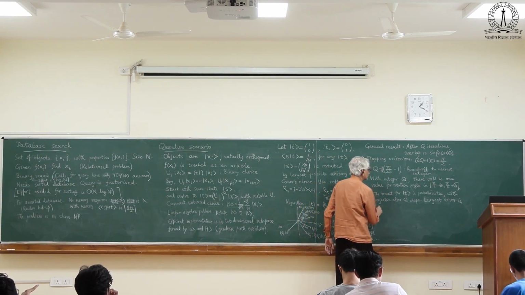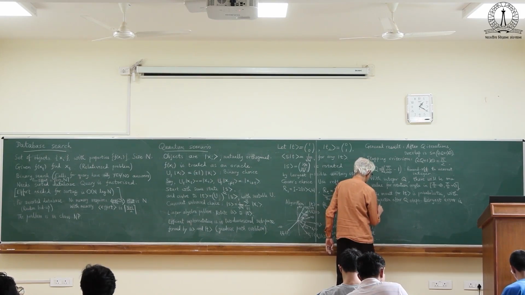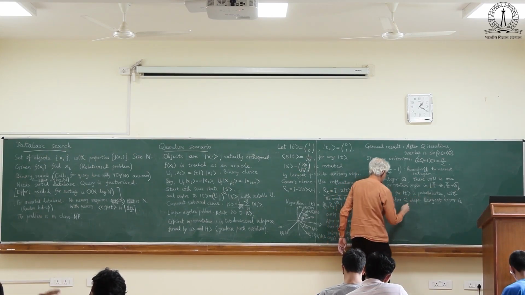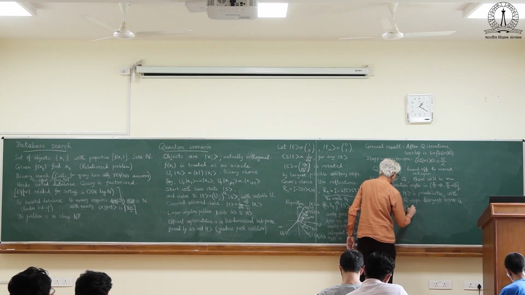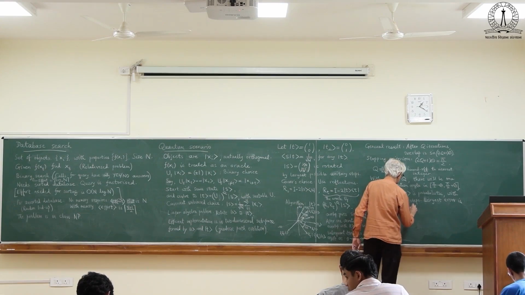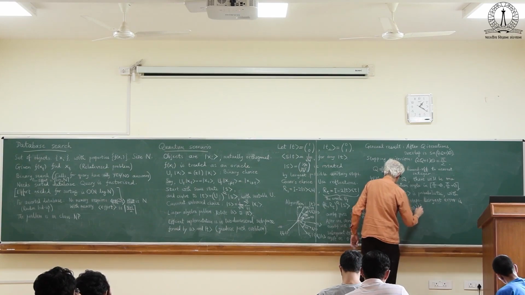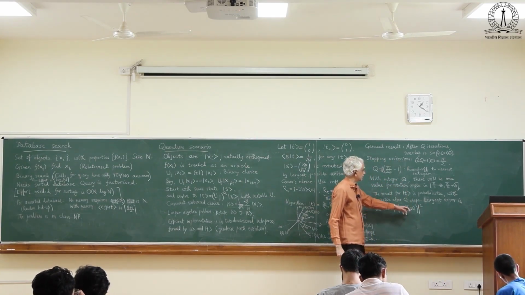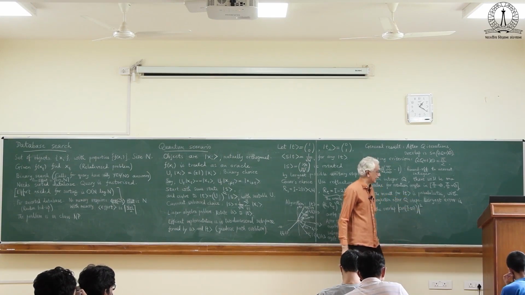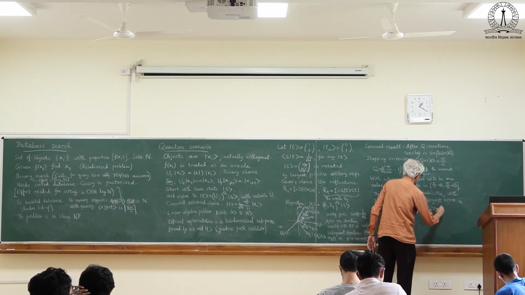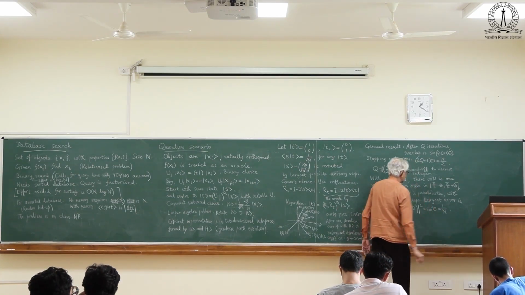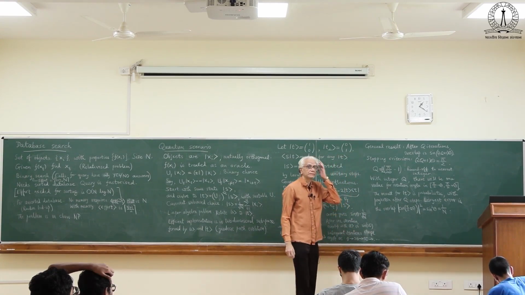So it is cos of pi by 2 plus or minus theta, doesn't matter, because I'm going to take the probability, which means the overlap of this thing squared, which happens to be the same as sine squared theta, which is 1 over n.